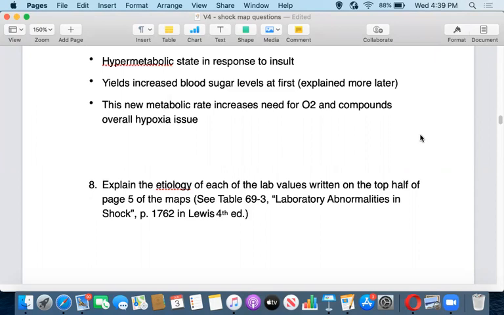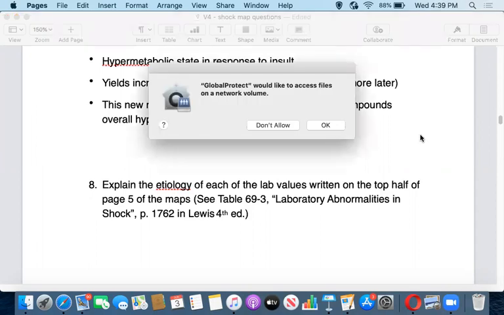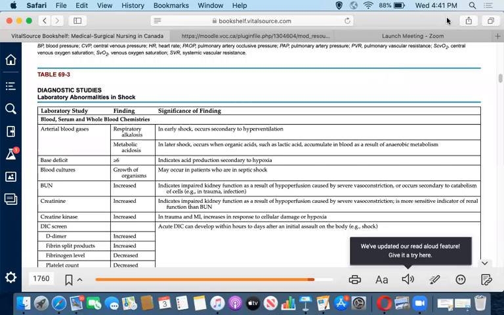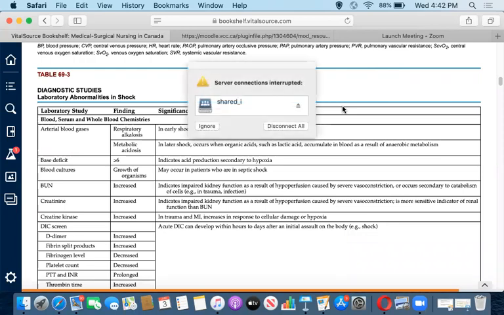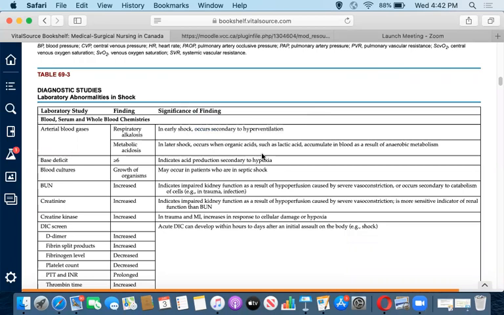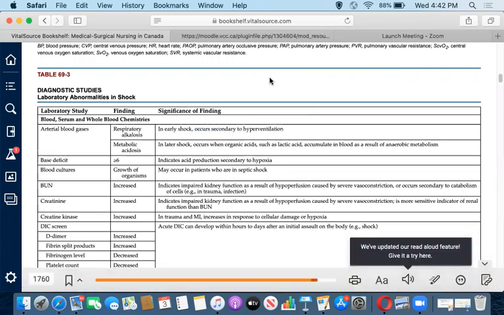We're going to look at table 69.3 from your Lewis textbook. So I'm just going to do a quick overview here. It really is up to you to read through these on your own and ensure that you have some understanding. A lot of this should be somewhat review and a little bit might be new. But again, what we're looking at here is table 69.3 from the 4th edition of your Lewis Medical Surgical textbook.